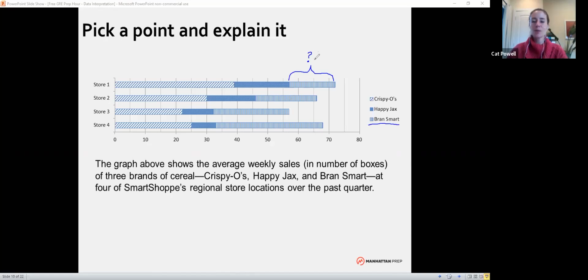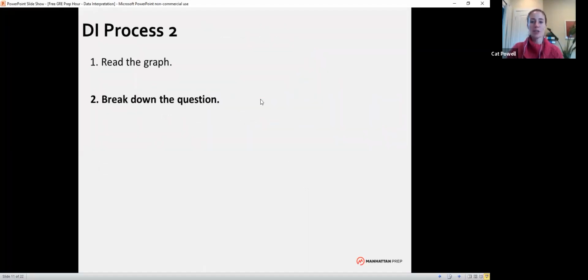These lines are Brand Smart, so this is the number of boxes of Brand Smart sold at store one. Awesome. So we understand this graph. We're feeling good about it. The next thing that I'm going to look at is the question. So I understand my graph. Now I'm going to go and look at the question stem and read it.